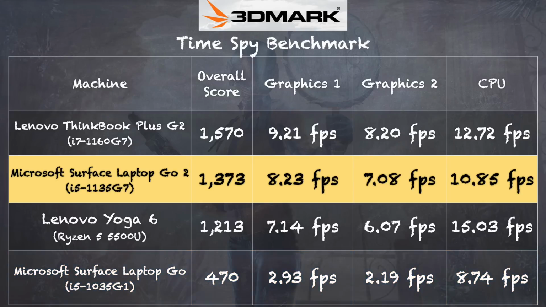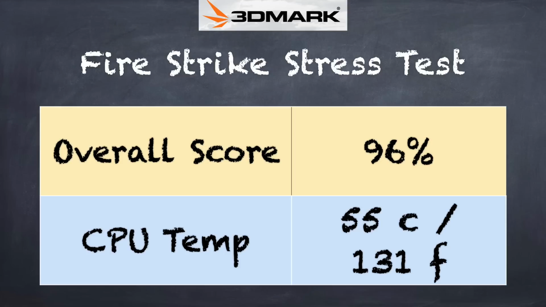And as you can see here, the Laptop Go 2 performs quite well against a recent Ryzen-based laptop we looked at a week or two ago. So I think from the standpoint, again, for casual gaming, this is going to do very well, much better than the prior edition will. And on the 3D Mark stress test, we got a score of 96%.